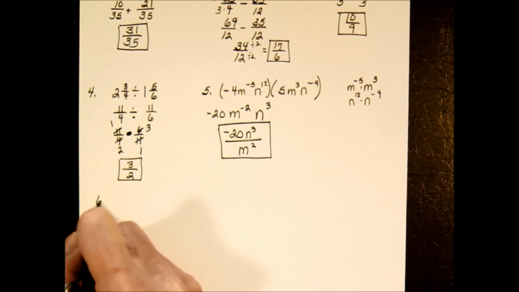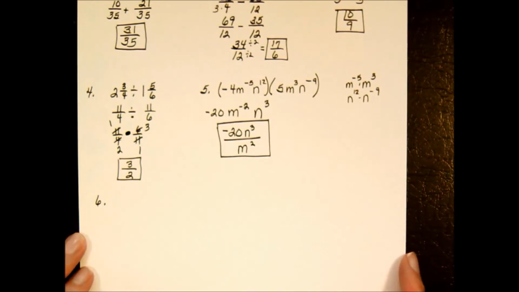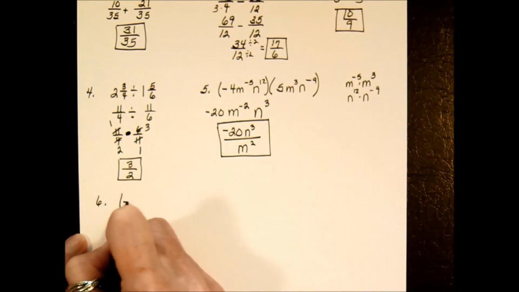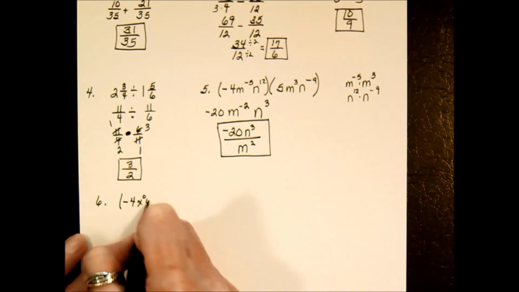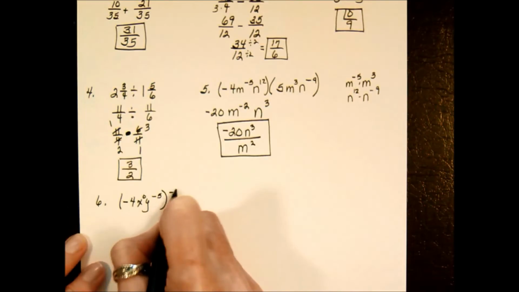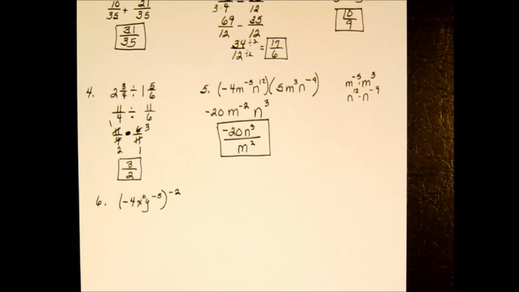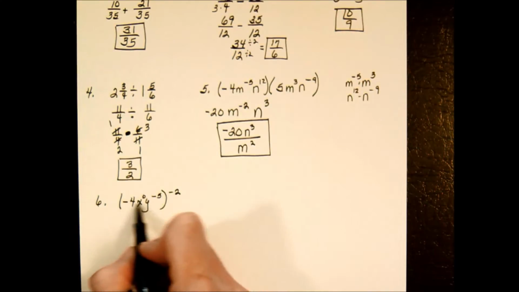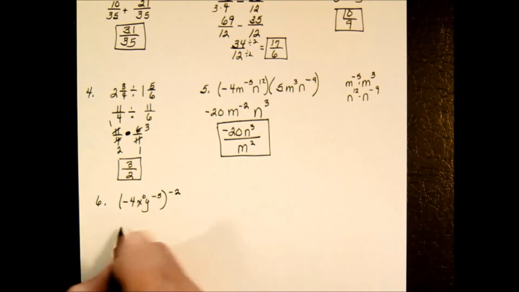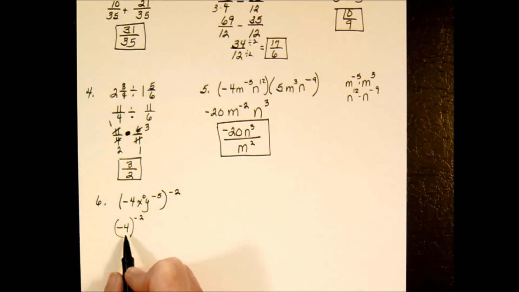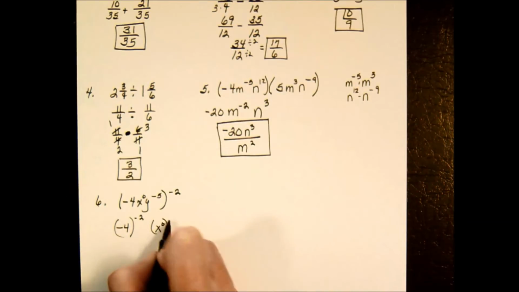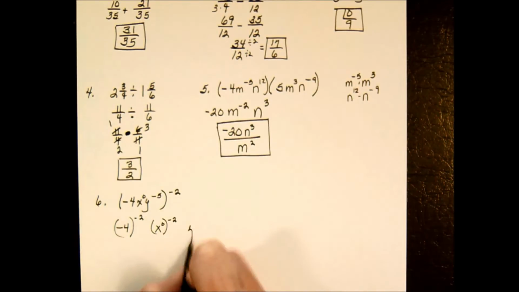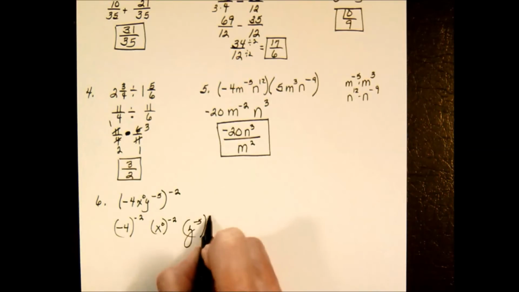All right, number 6, another exponent problem. We have (negative 4x to the 0, y to the negative 5) to the negative 2. I think the safest way to do this is to show that this negative 2 applies to everything inside. So it's a negative 4 being raised to the negative 2. Notice I put it in parentheses because the negative is included. x to the 0 to the negative 2, y to the negative 5th to the negative 2.